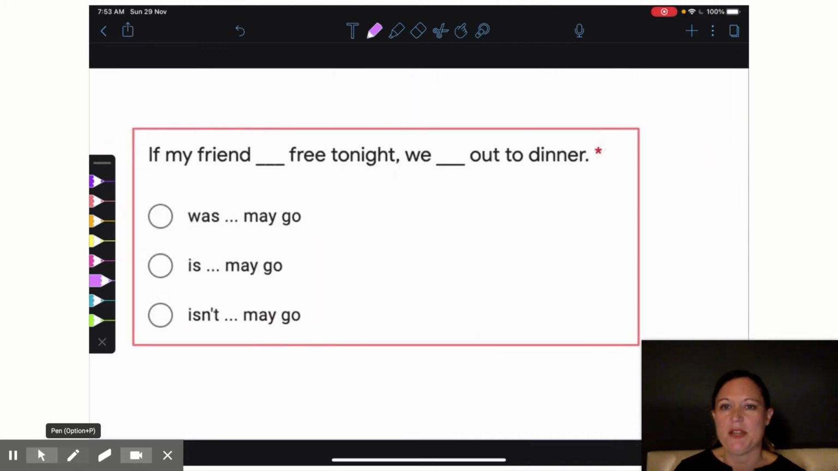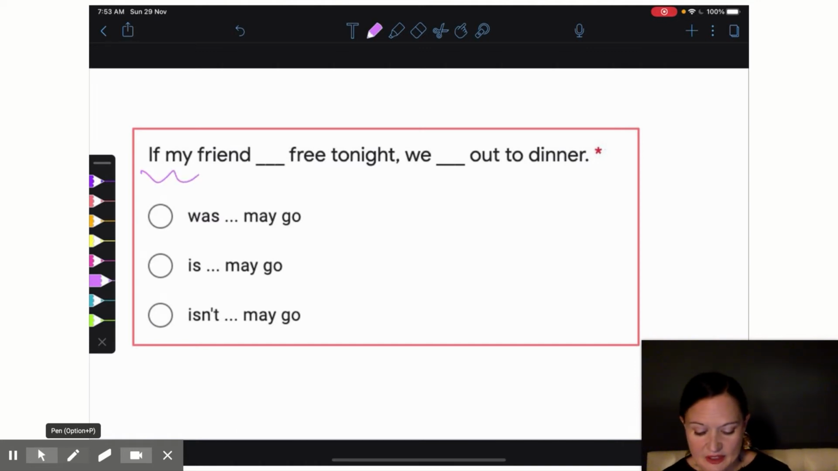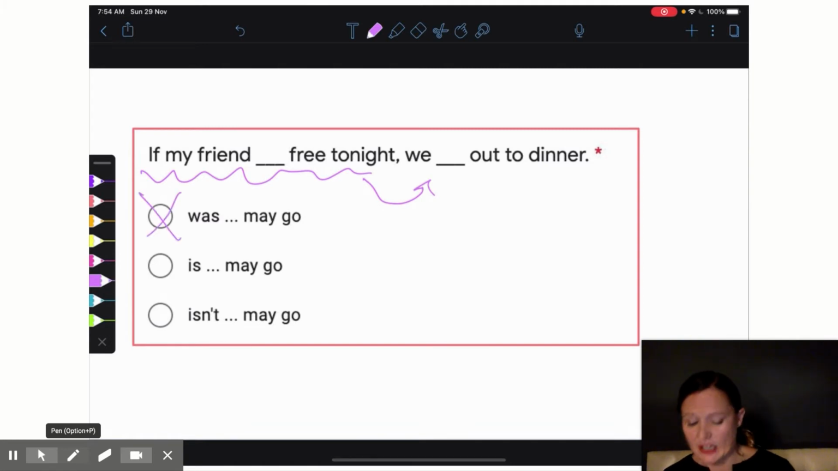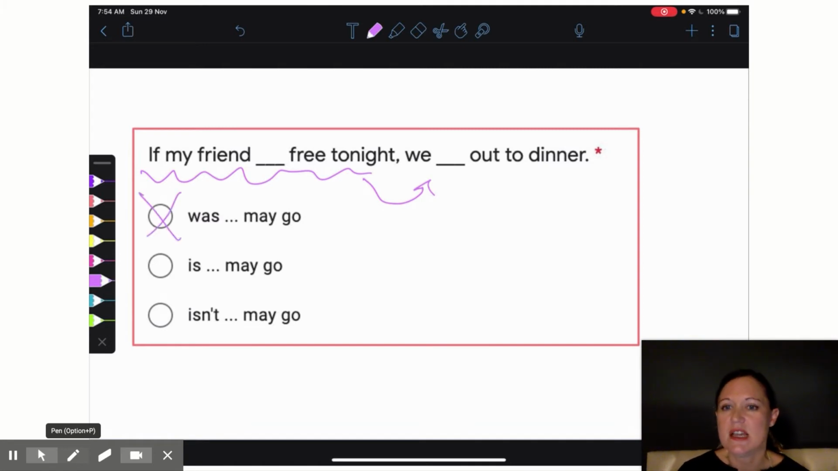Okay, let's move on. So if my friend (blank) free tonight, we (blank) out to dinner. Again, result of an action. If this action is met, then this is the result. So let's look at my answer choices. And again, I can go ahead and take off A because it's in the past tense. So then I need to look at meaning. If my friend is free tonight, we may go out to dinner. If my friend isn't free tonight, we may go out to dinner.